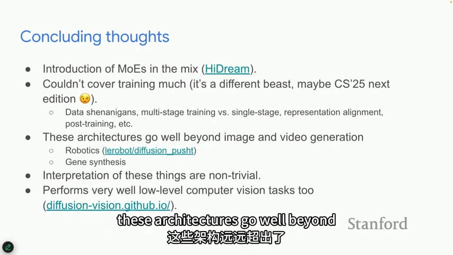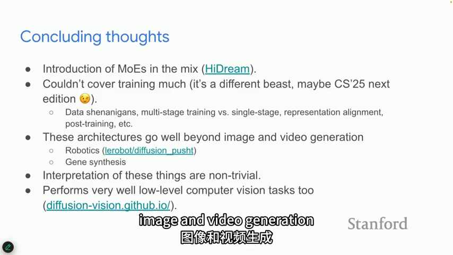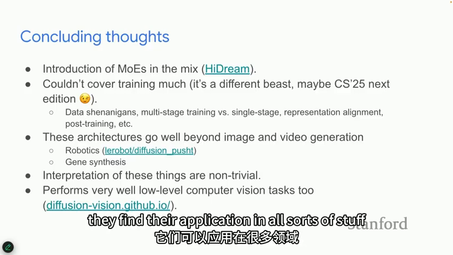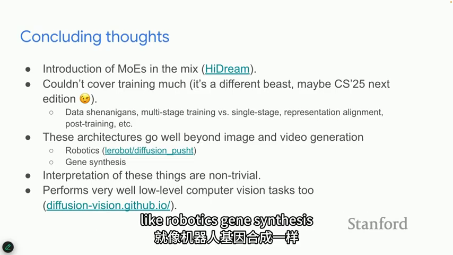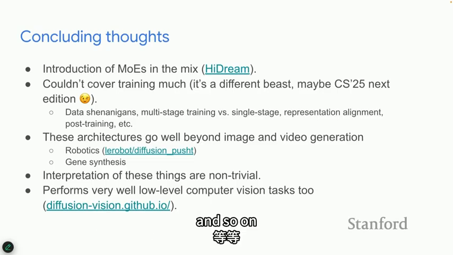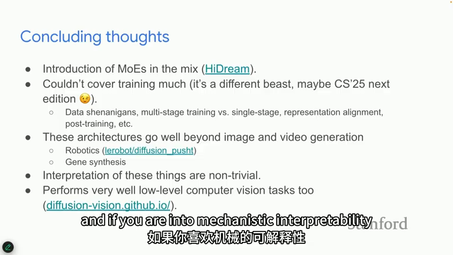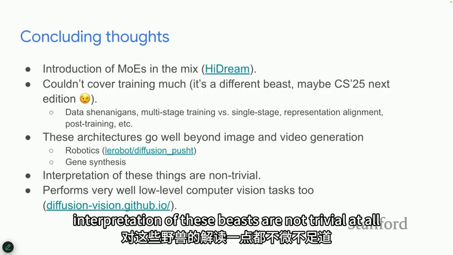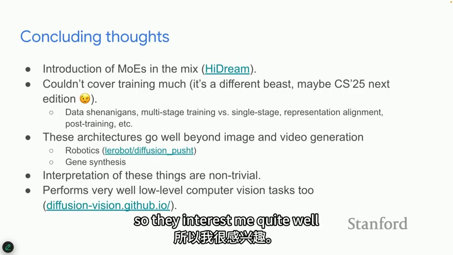And of course, these architectures go well beyond image and video generation. They find their application in all sorts of stuff, like robotics, gene synthesis, and so on. And if you are into mechanistic interpretability, interpretation of these beasts is not trivial at all. So they interest me quite well.